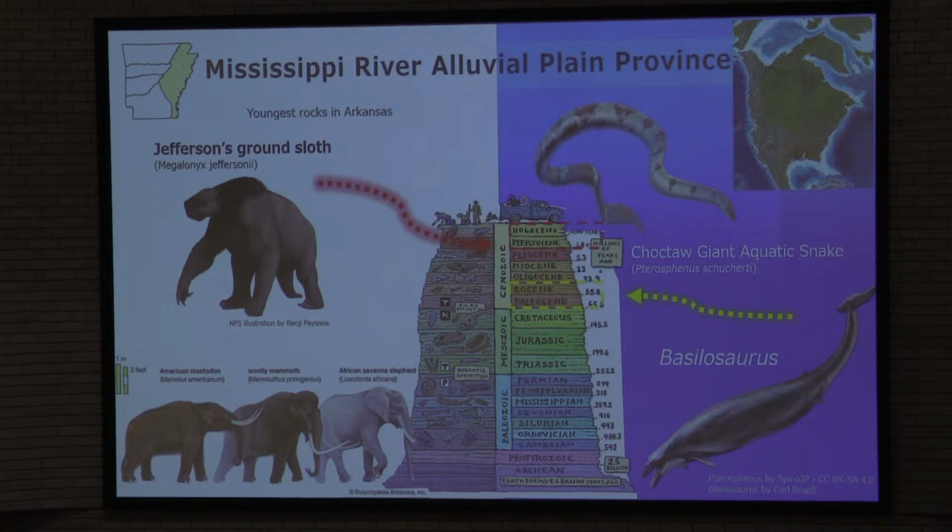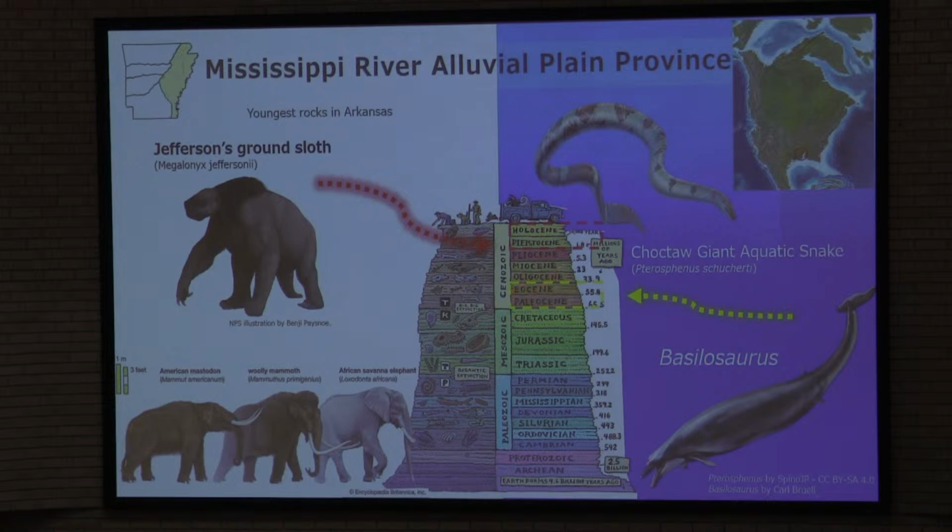If you go right outside these doors, you can see your mastodon. Mastodon fossils, mammoth fossils, sloth. These are common things that we find in a period of time called the Pleistocene. So right here, we also get giant sea snakes that lived, and early whales. Those were a little older, here in the Eocene, Paleocene area.